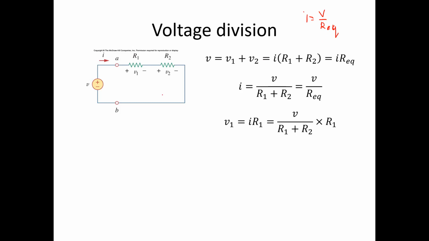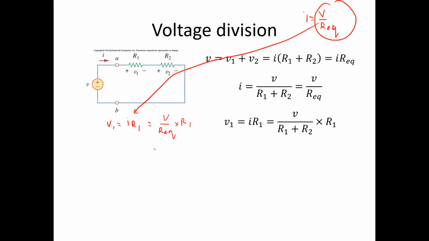Okay, and we know that V1 is I R1. So by inserting V over R equivalent back in, you have V over R equivalent multiplied with R1. What is your R equivalent? It is V over R1 plus R2 multiplied with R1. The same goes for V2. V2 is I R2, where I is V over R1 plus R2, multiplied with R2. So this is the formula.